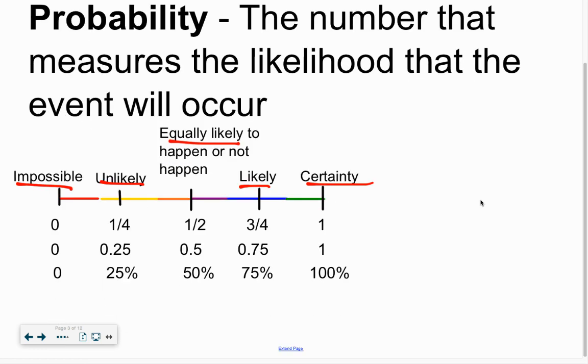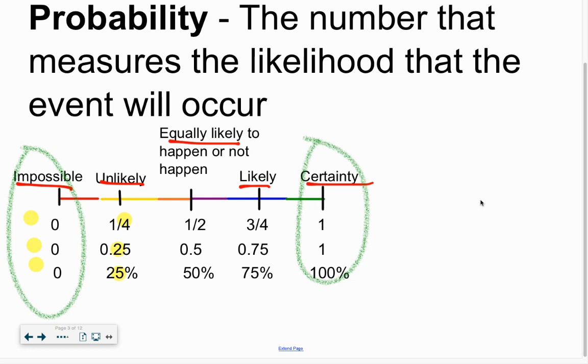Now, when we look at those, there's a few different ways. You can see we've got 3 different columns here. So we're looking at fractions, decimals, and percent. It has to be exactly 0 to be impossible, and it has to be exactly 1 to be certain. After that, we're looking at which is it closest to. Is it closer to unlikely, closer to 25%, closer to 50%? Is it closer to 75?